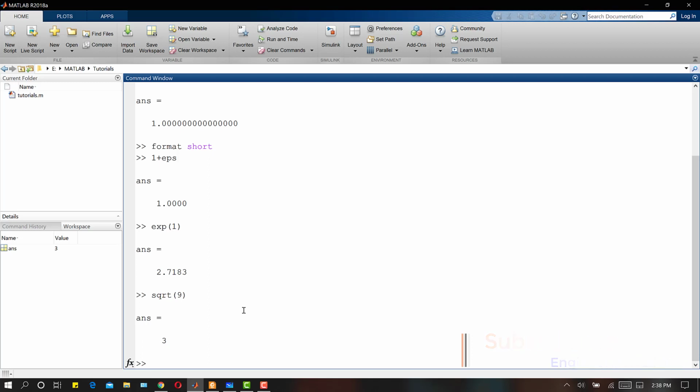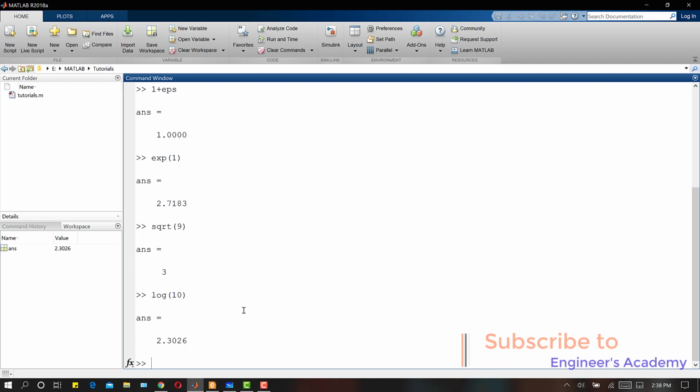Let's suppose you want to find the natural log of x. I will write log of 10. Natural log of 10 is 2.3026. And now if we want to find log to the base 10, I will write log10 of 10. Log 10 to the base 10 is equal to 1.